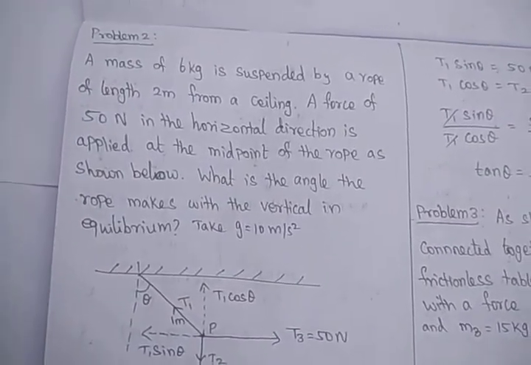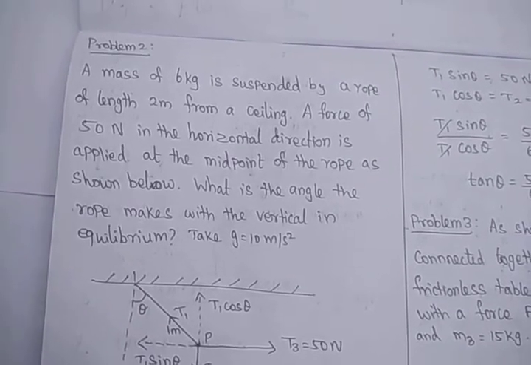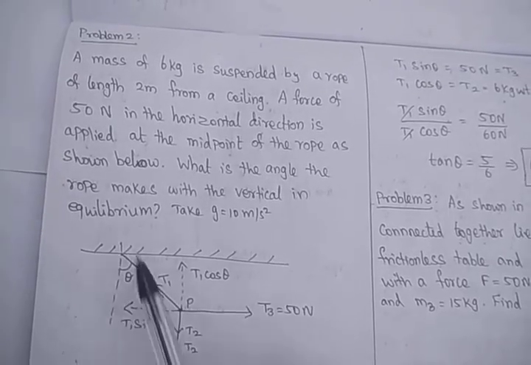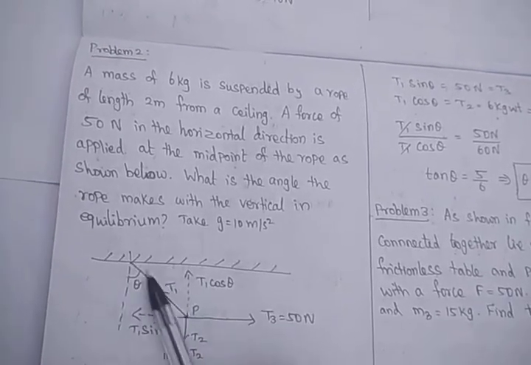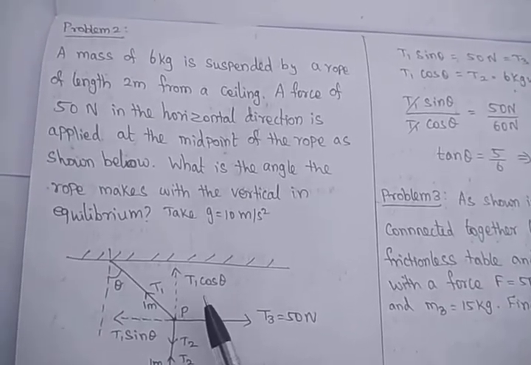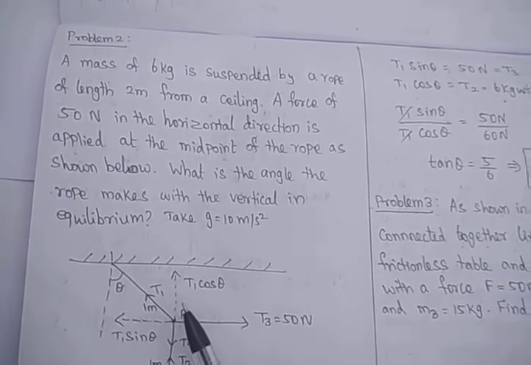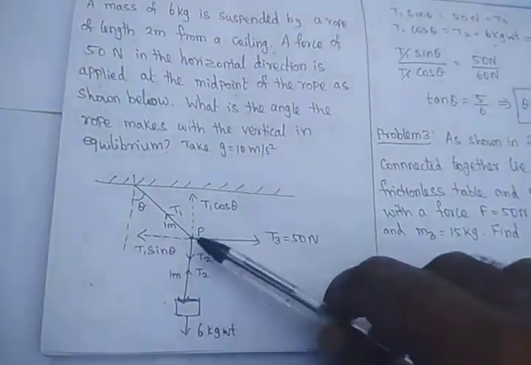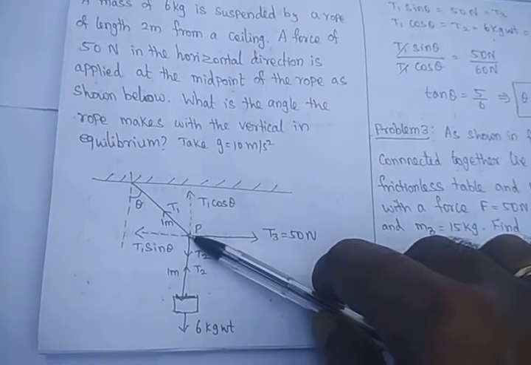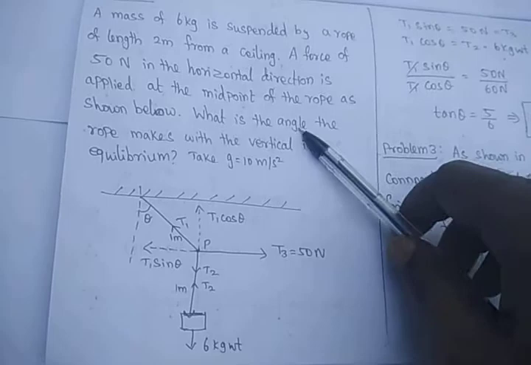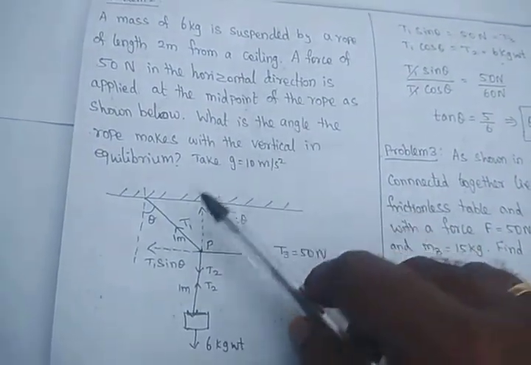So the next question is, a mass of 6 kg is suspended from a rope of length 2 meters. So the rope of length 2 meters hangs from the ceiling. A force of 15 Newton in the horizontal direction is applied at the midpoint of the rope, as shown. So the length of the rope is 2 meters, 1 meter and 1 meter. Exactly in the middle of the rope, a horizontal force of 15 Newton is acting. What is the angle the rope makes with the vertical in equilibrium?